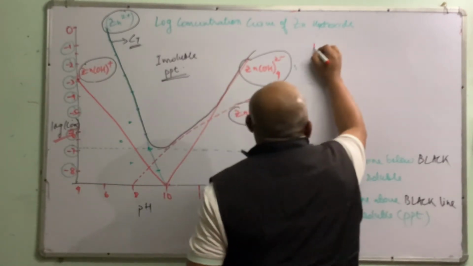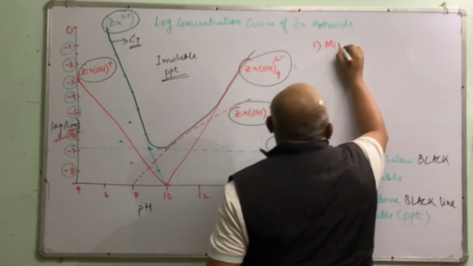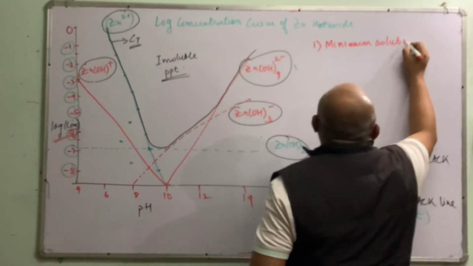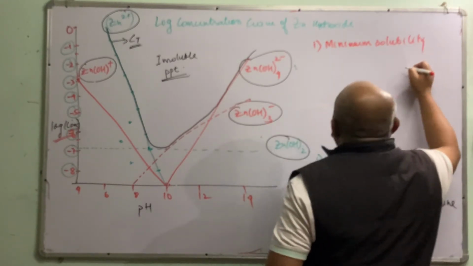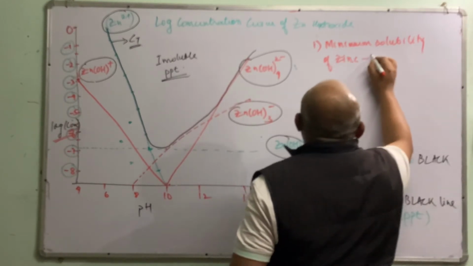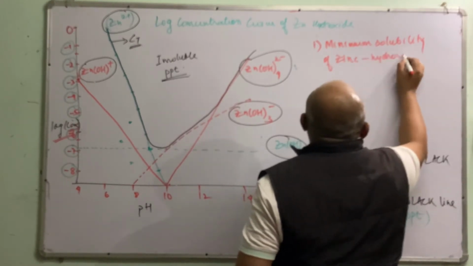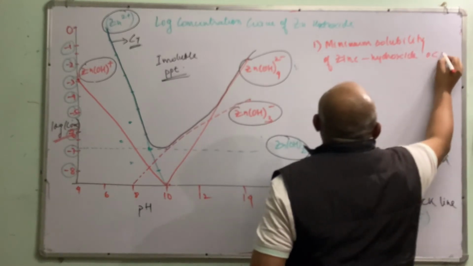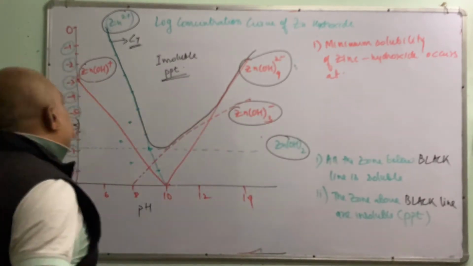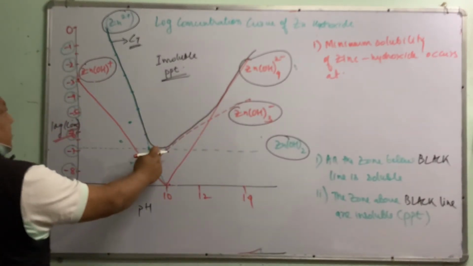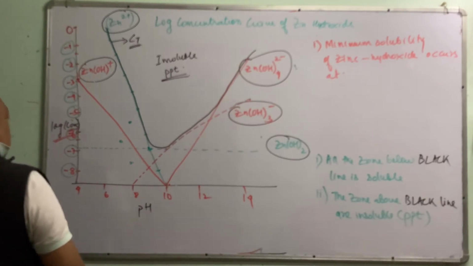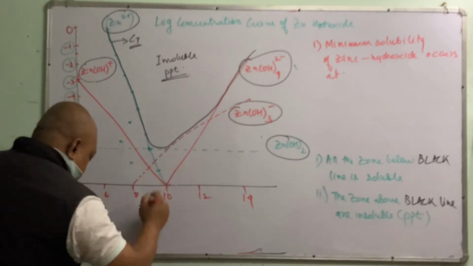From this point, what we learn is, number one, what are the conclusions we draw? The minimum solubility of zinc with hydroxides occurs at, you see, at what pH does the minimum solubility happen? At what pH? From the graph, it seems like it occurs at this point.